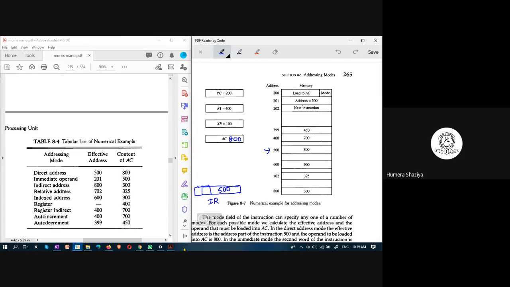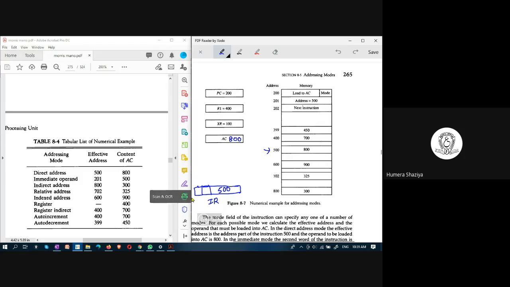Yes, students, please. Yes, 800, ma'am. The operand is 800. What is the value of 800? It will be the effective address, ma'am. 800 is the effective address.